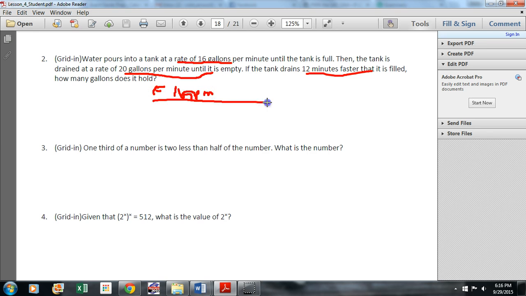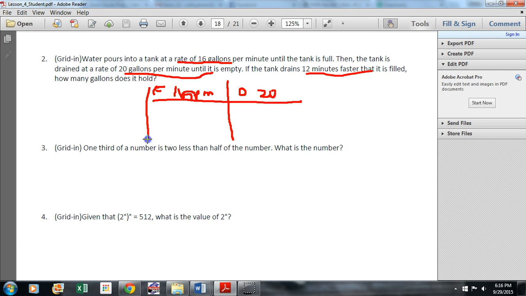And then it drains at 20. What we're trying to figure out is a differential: the tank drains 12 minutes faster than it fills. So it fills at 16, drains at 20, and we want to know how many gallons the tank holds to get the differential of 12 minutes.